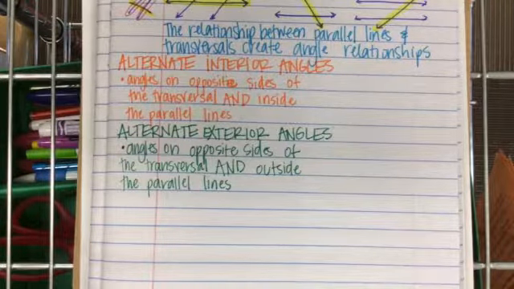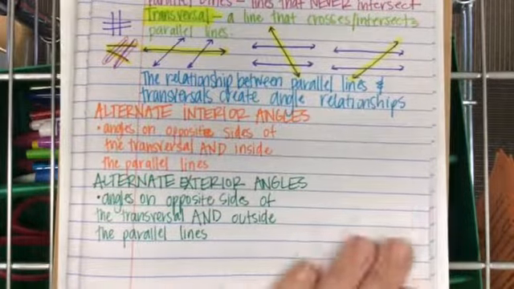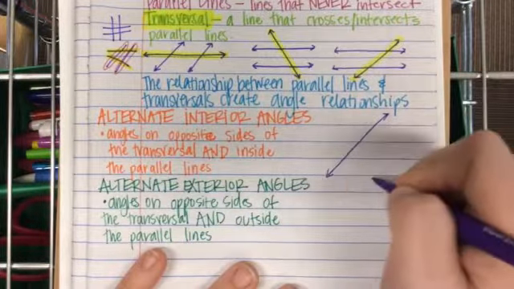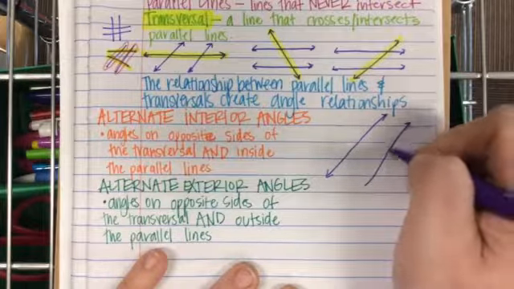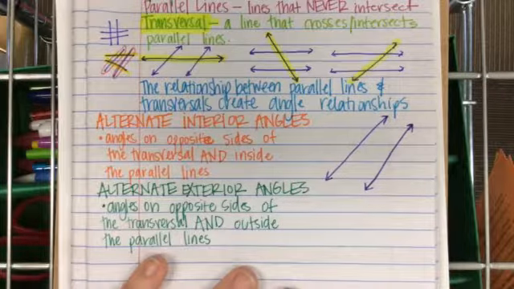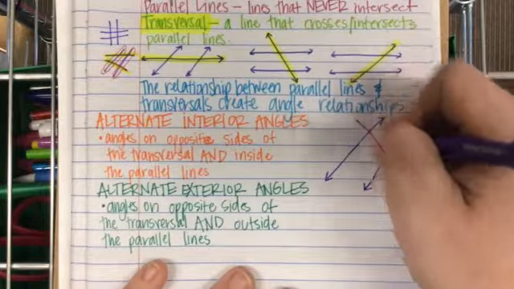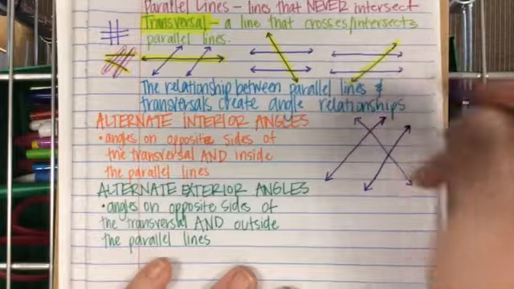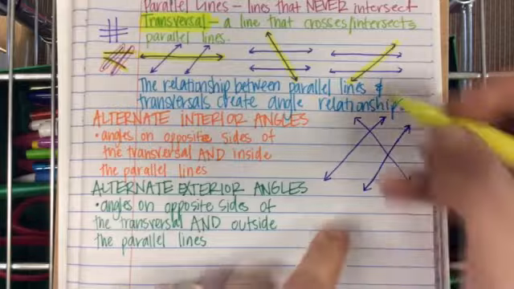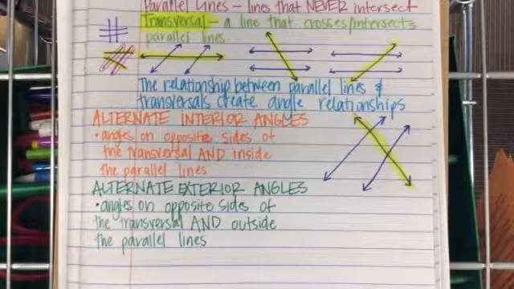Okay. In this blank space that you left on the right side, I want you to draw parallel lines and a transversal. And I, again, am going to highlight my transversal because that makes it easier for me.